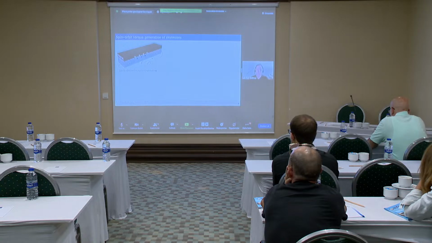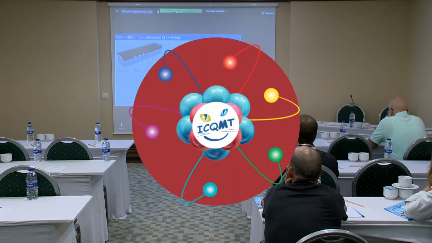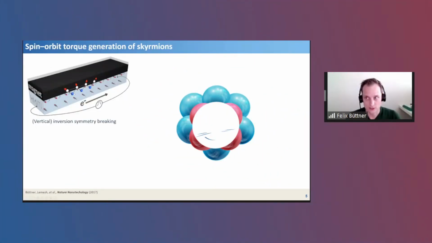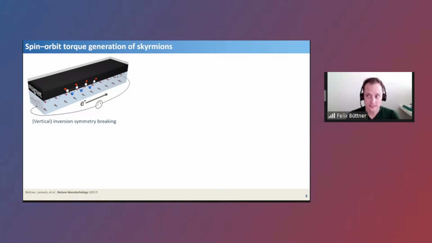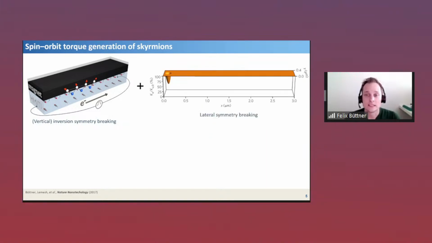So this gives you inversion symmetry breaking that gives rise to the spin-orbit torque and also to the Dzyaloshinskii-Moriya interaction in the material. The second ingredient you need is then lateral symmetry breaking. If that film is uniform, it will not produce any skyrmions when you inject the current.